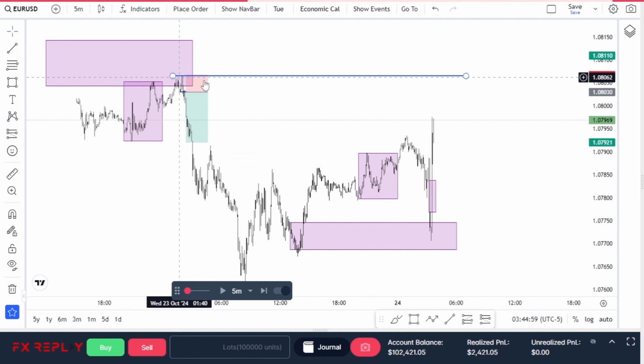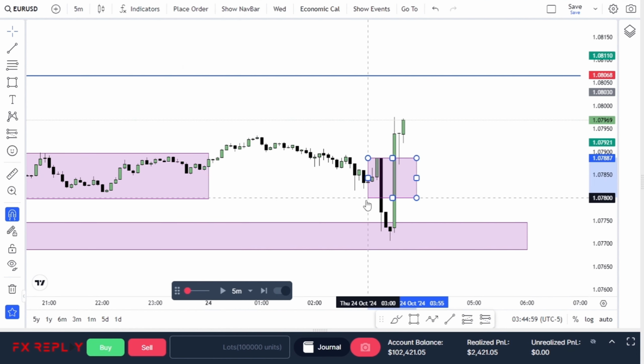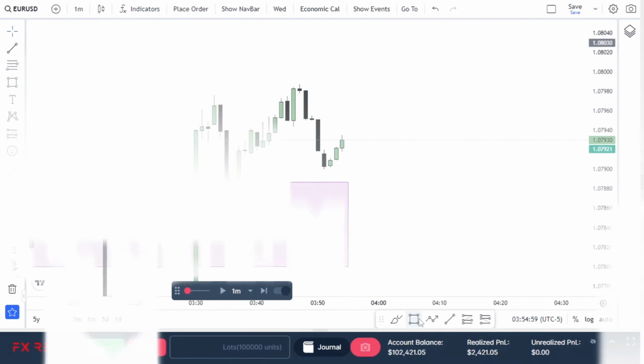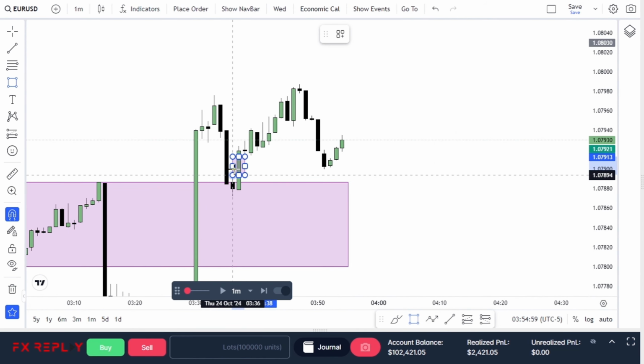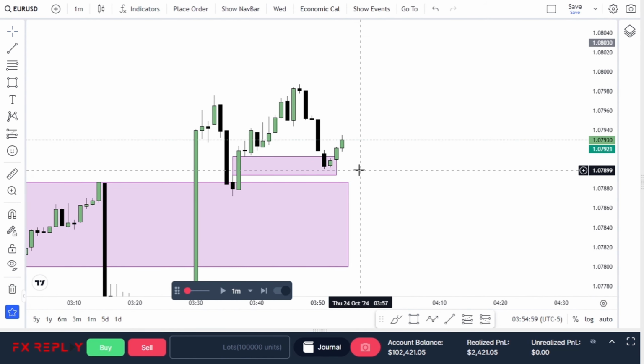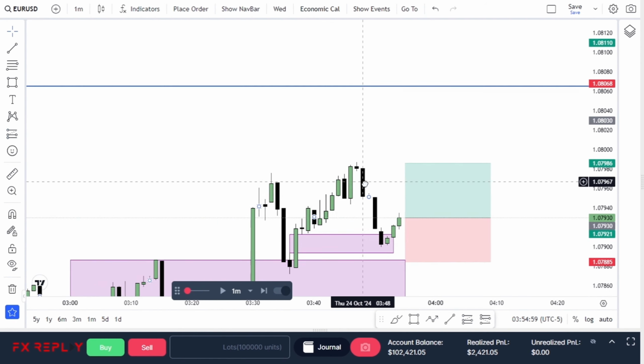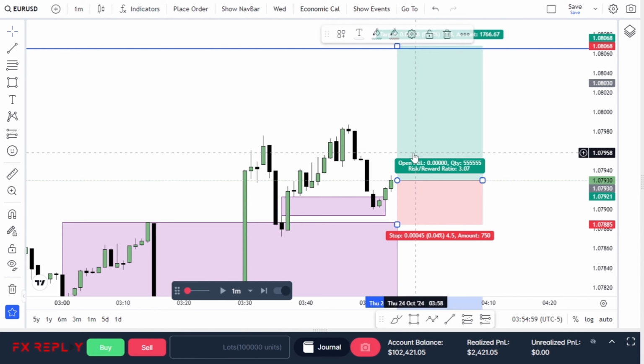Our target is this high. For now, market is taking a spot at this breaker. I think we missed this entry. Target is this high. This is a 1-minute chart. We have a fair value gap here deep in the discount, and I think price taking spot here. So we can go for a long here, stop loss below this, and our target will be this range high. Let's try this.